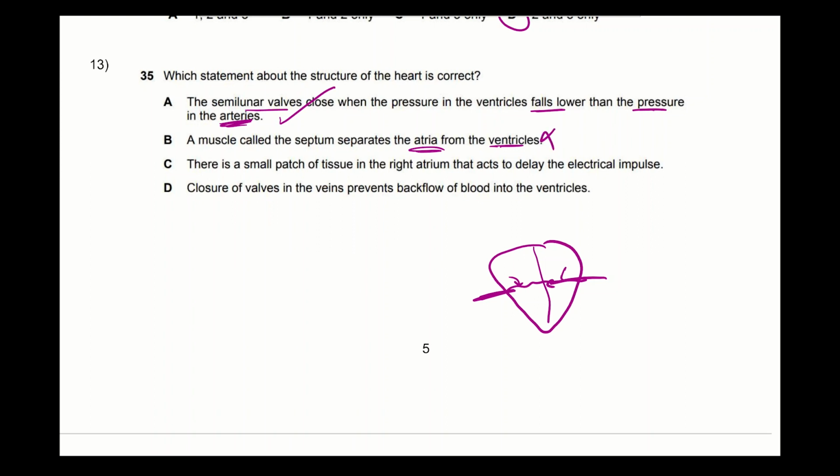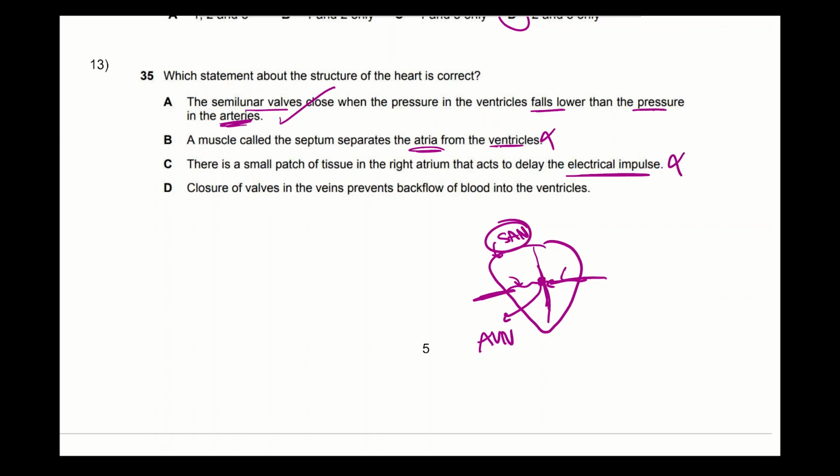Therefore, this is incorrect. C says there's a small patch of tissue in the right atrium that acts to delay the electrical impulse. In the right atrium is actually the sinoatrial node, and it initiates the impulse that goes to the atrioventricular node that delays the impulse. The atrioventricular node is in the middle, it's not in the right atrium. What's in the right atrium is the sinoatrial node, which only initiates the electrical impulse.